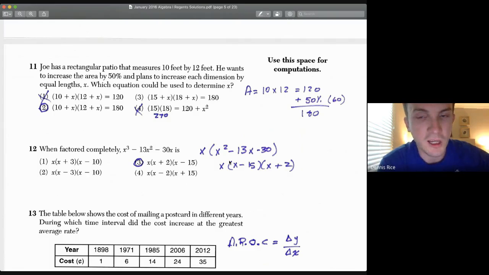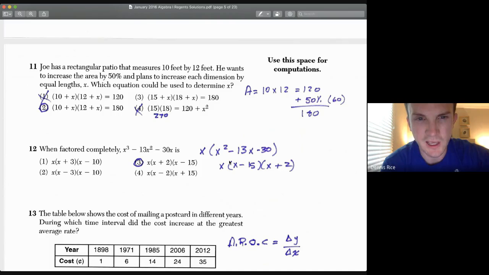So where am I getting 180 from here? Right now, the area of his patio is 120 square feet. If he wants to increase it by 50%, 50% of 120 is 60. He really wants his patio to be 180 square feet. Okay, so right away we're down to 2 or 3. And the original dimensions were 10 and 12, and he's going to add some amount to them. So we're starting with 10, we're starting with 12, and adding some amount, and then multiplying those together to get hopefully 180 square feet. Choice 2.